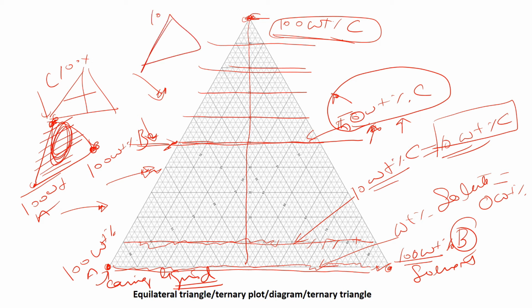So this is your 100 weight percentage C at the top. It will be 90, 80, 70, 60, 50, 40. Eventually the final line will be 0 weight percentage C. And then this corner will be 100 weight percentage B, so this will be 90 percentage B, 80, 70, 60, and so on. Finally the baseline will be 0 weight percentage of B.